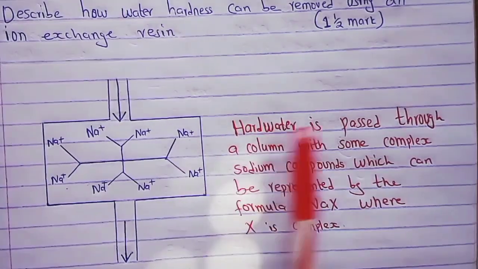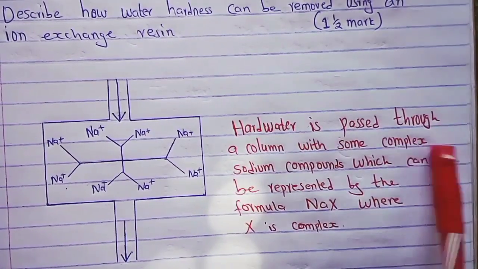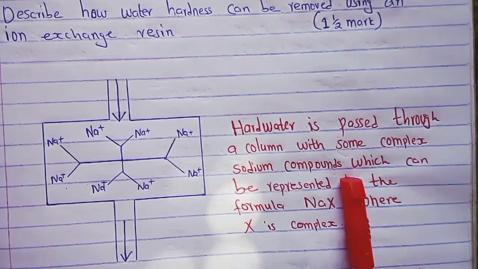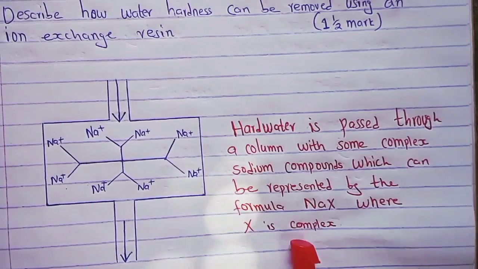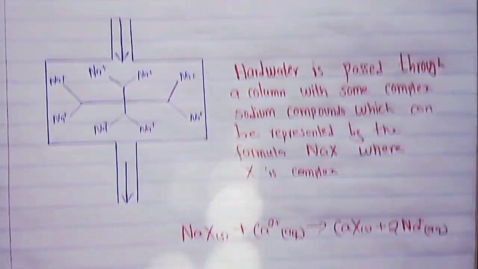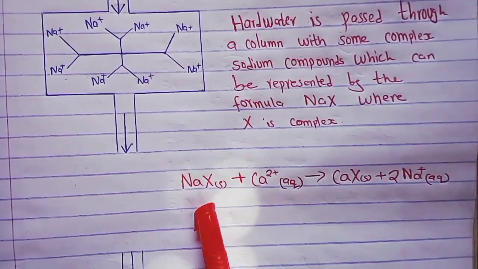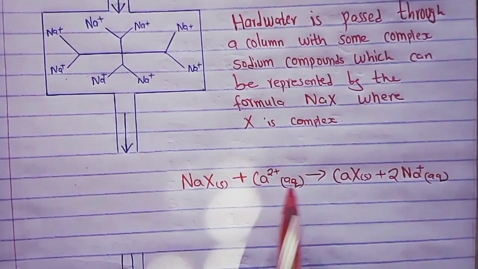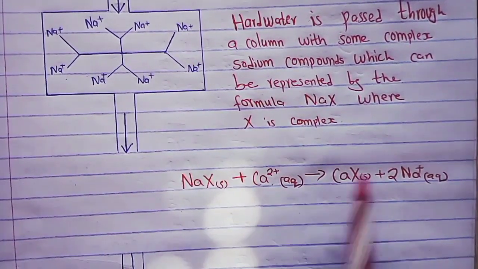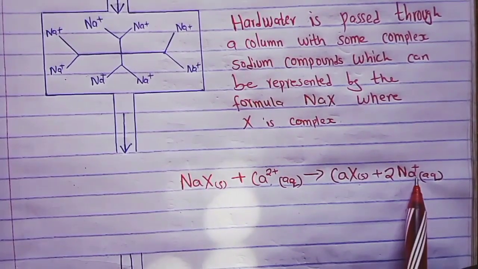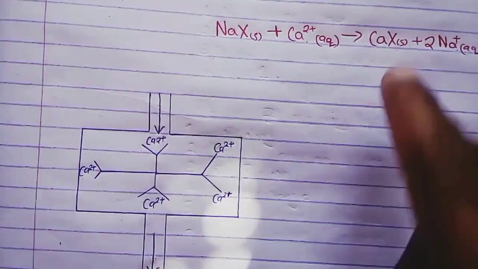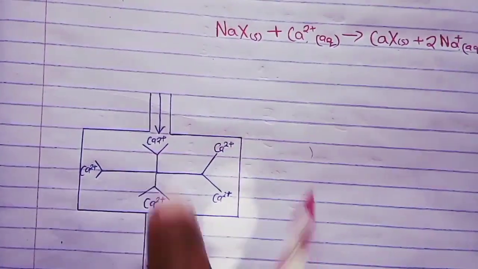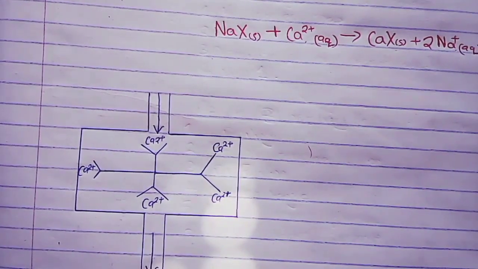Simply, we are saying hard water is passed through a column with some complex sodium compound, which can be represented by sodium X, where X is complex. We can write an equation like this: sodium X plus, now this is the hard water, gives us calcium X plus sodium ions. Because the sodium is soft water, it will pass through here, while the calcium ions are absorbed here. So we finally get soft water.